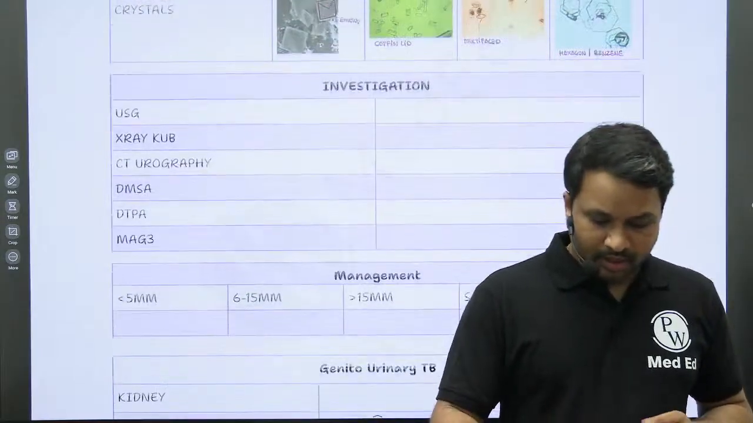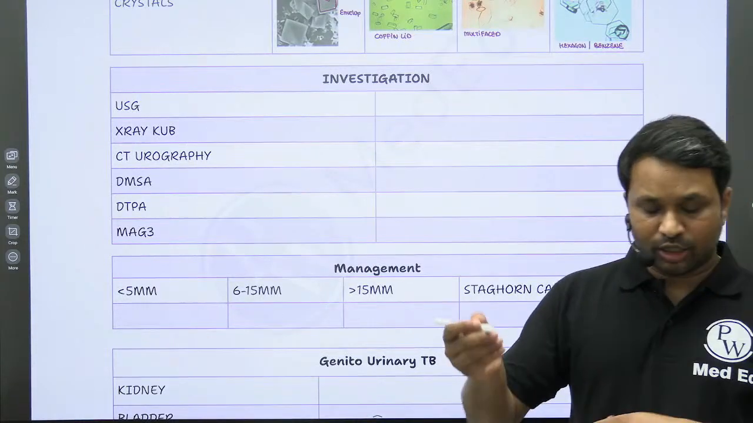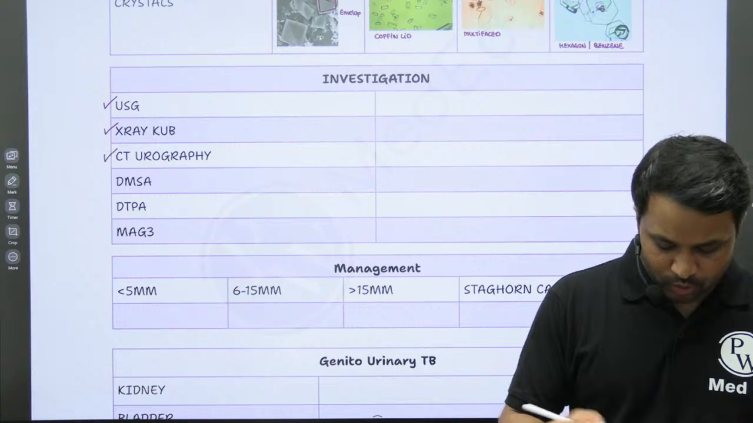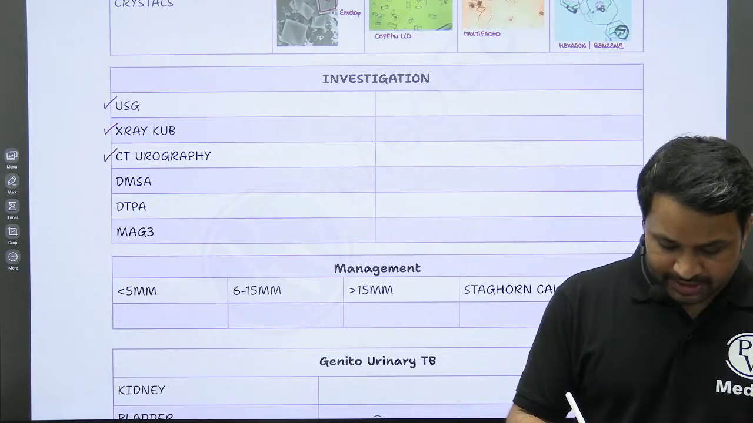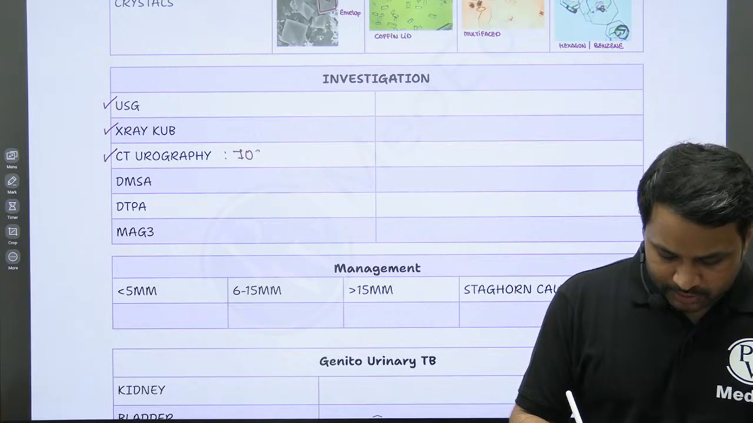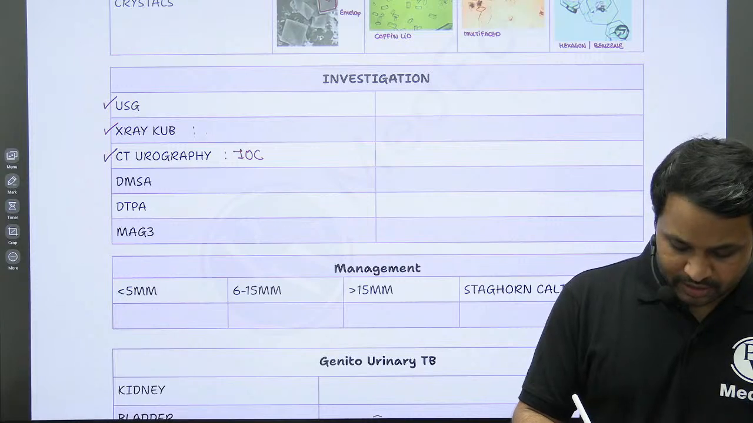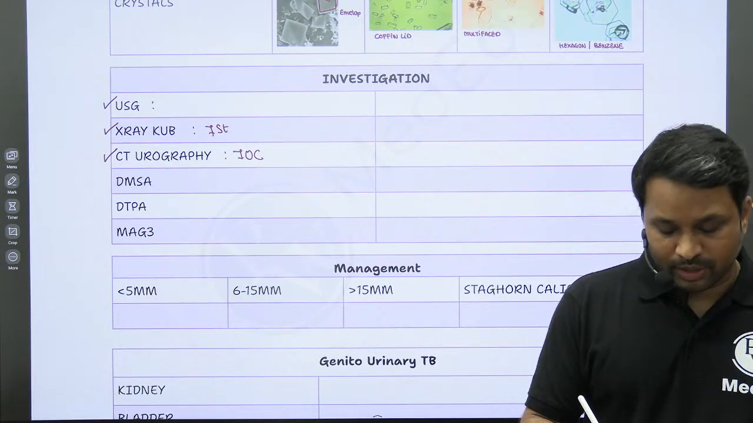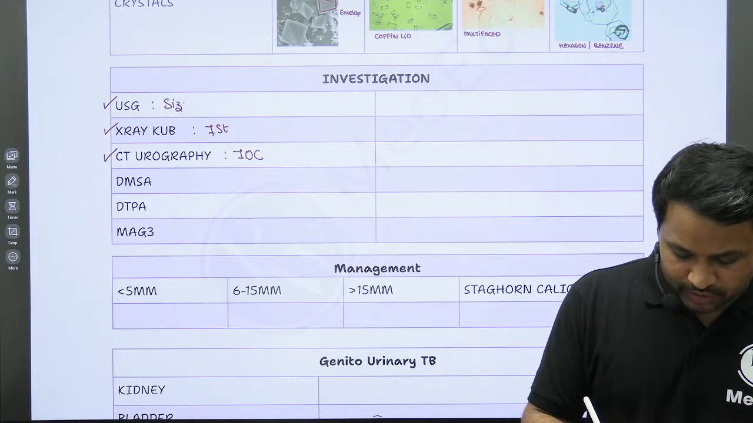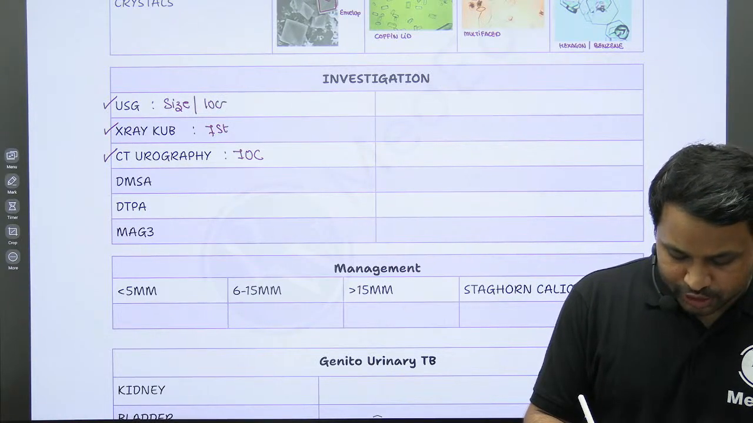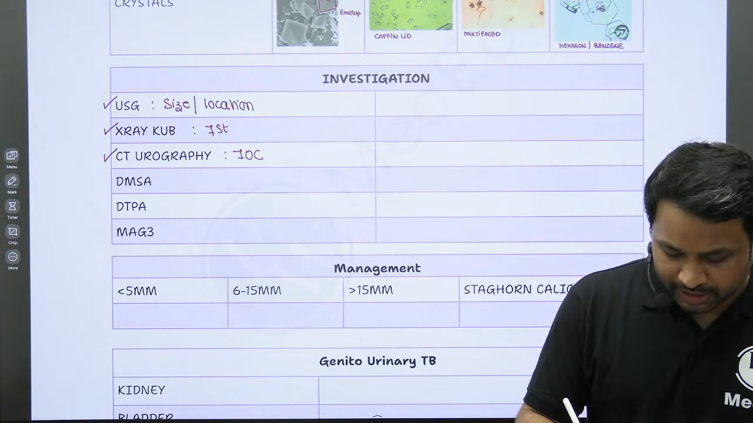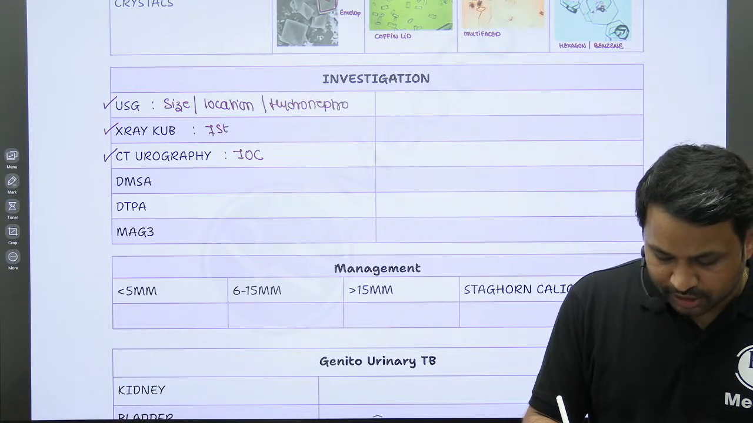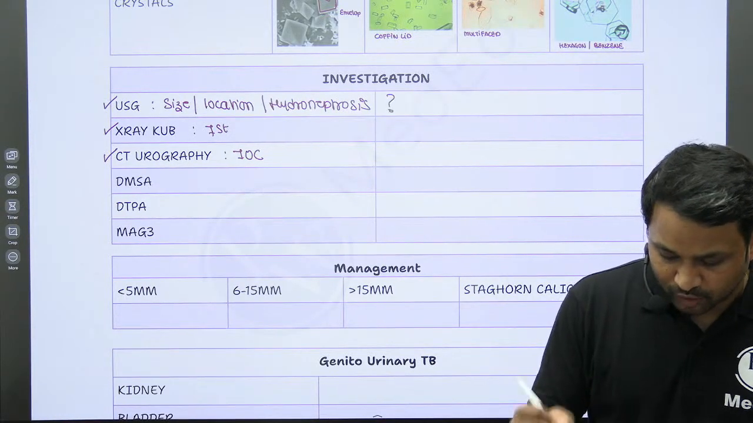Okay? In terms of investigation, you can do an ultrasound, X-ray KUB, CT urography. But if I ask what is the investigation of choice, it is going to be CT urography. The first investigation is going to be an X-ray KUB. USG will tell you about the size of the stone and the location of the stone. But more importantly, it will tell me the status of hydronephrosis, whether the hydronephrosis has formed or not.